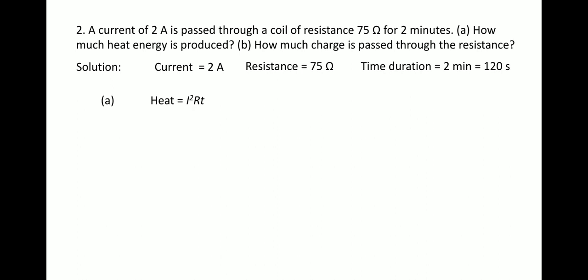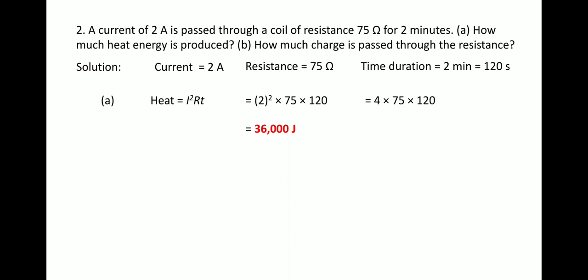This was not discussed earlier. Heat is equal to I squared RT. Just remember this formula. Heat produced by the flow of electric current is equal to I squared RT. I gives the current, R is the resistance, and T is the time duration for which the current flows. So I squared is equal to 2 squared, that is the current. R resistance is 75, so that is also multiplied into 120 seconds. So when this is simplified, 2 squared becomes 4 into 75 into 120, which is equal to 36,000 joules. Remember, the unit of heat energy is joules.